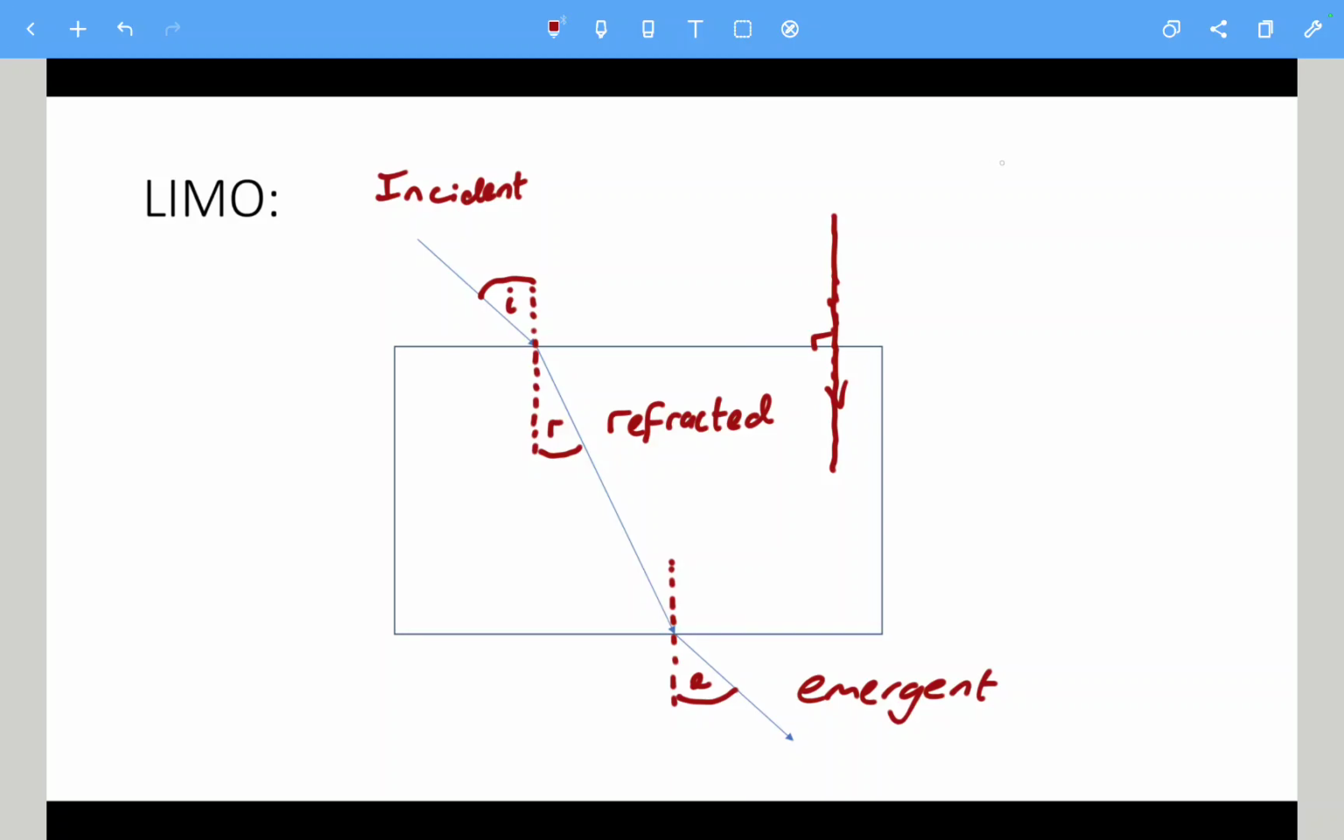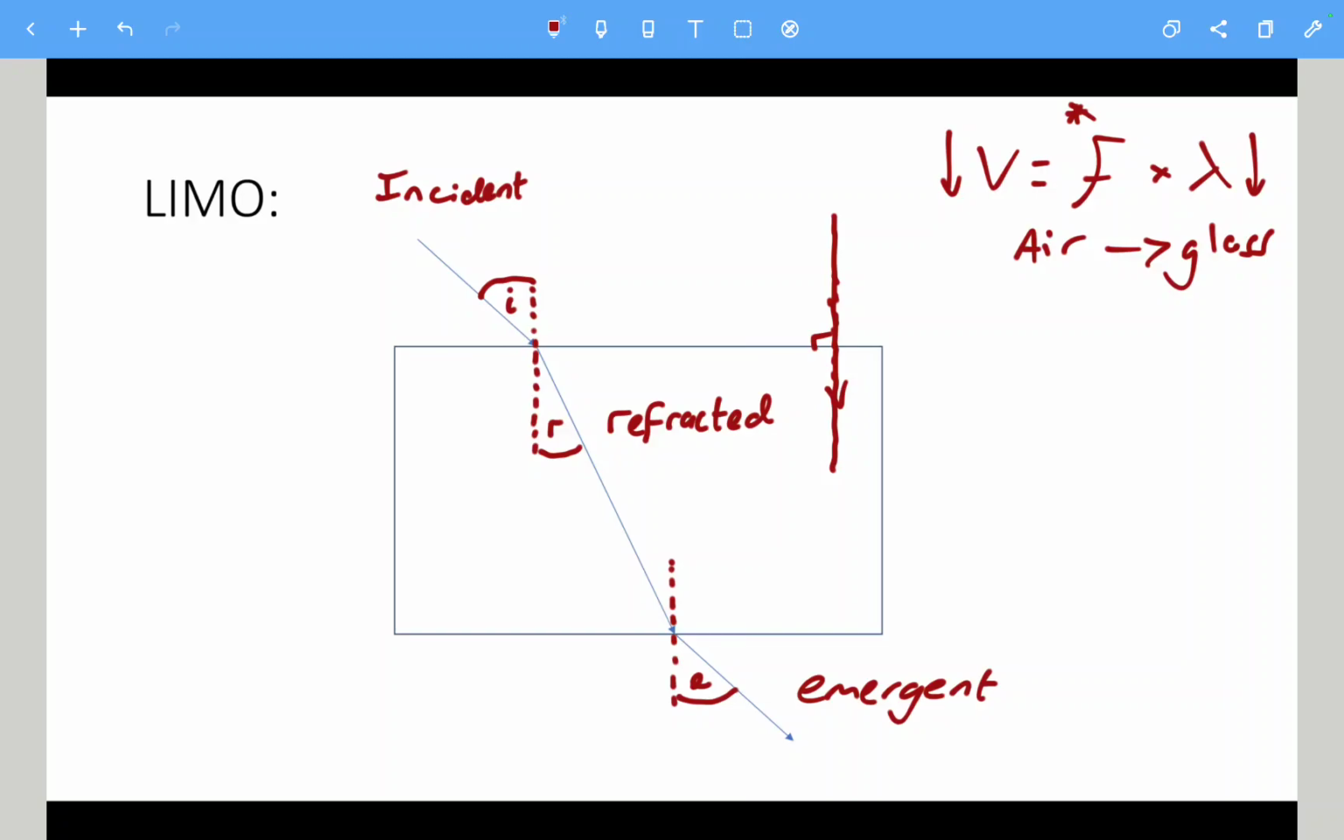We can link this back to the wave equation. The wave equation is wave speed equals frequency times wavelength, v equals f lambda. In this example, when it goes from air into glass, the wave speed will go down. The wavelength decreases as well, so this goes down. The frequency stays the same. That is from air into glass, because glass is more dense.